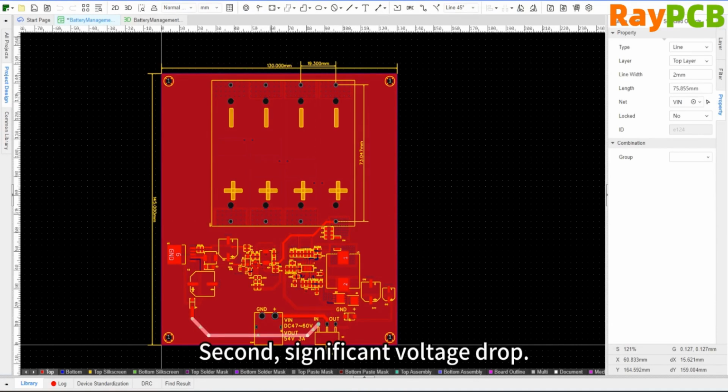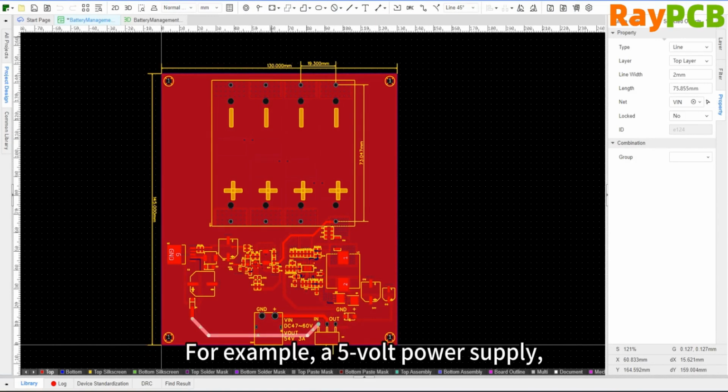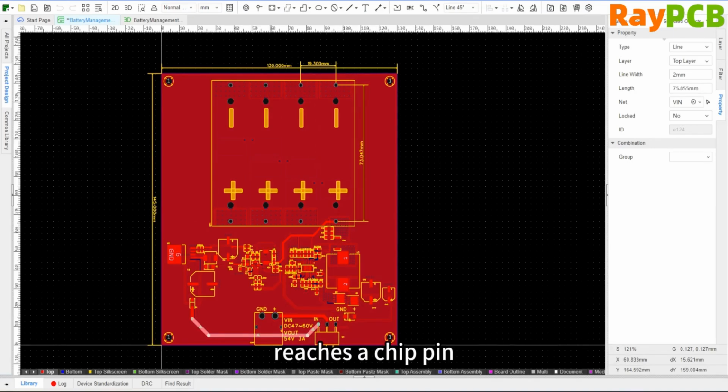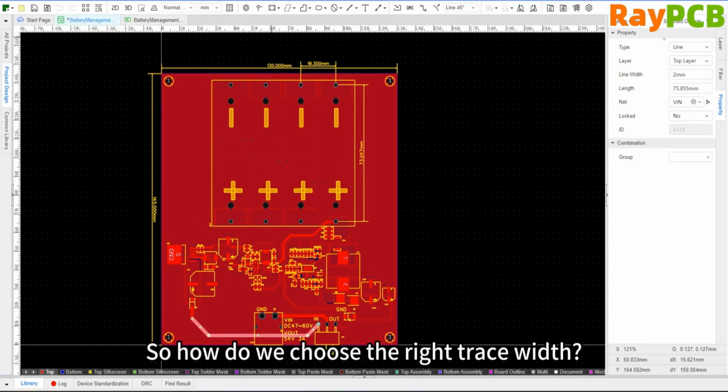Second, significant voltage drop. According to Ohm's law, V equals IR. Even a very small resistance can produce a non-negligible voltage drop when the current is large. For example, if a 5V power supply passes through an unsuitable thin wire and reaches the chip pin with only a little over 4V left, this is enough to cause the chip to malfunction or fail to start. So how do you choose the appropriate trace width?